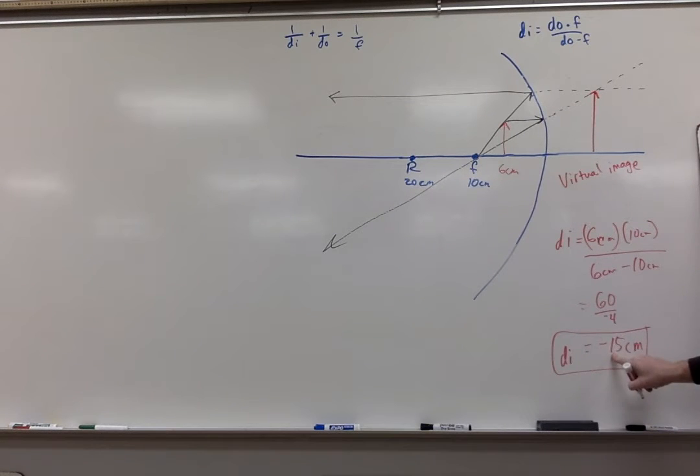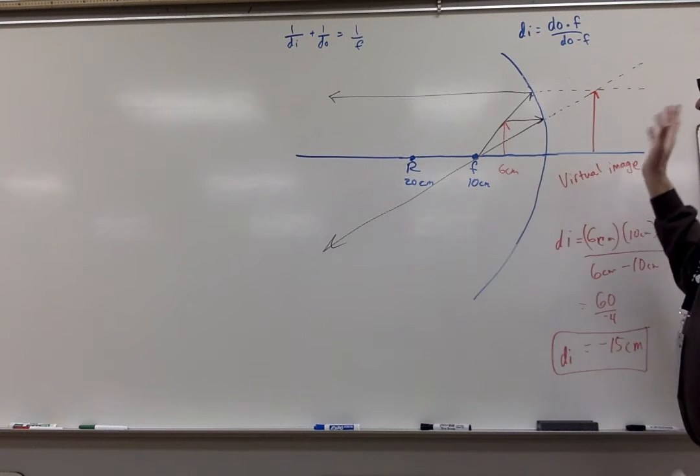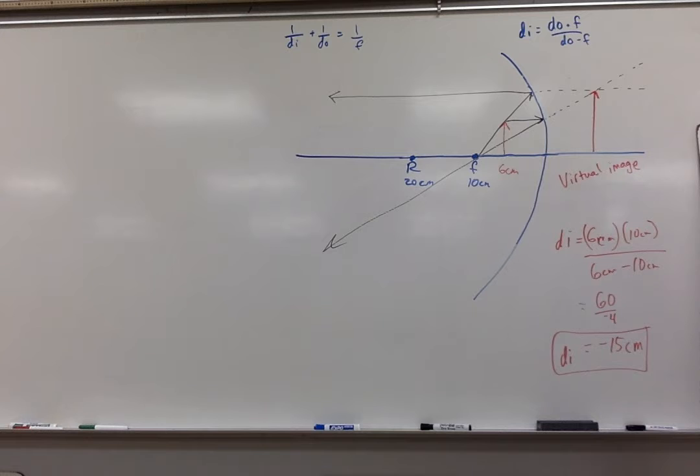Well, that's interesting. What does the negative mean? The negative is what tells us we have a virtual image. So whenever I get an image distance that's negative, it says I've got an upright image, it's a virtual image, and it's inside the mirror surface itself. In this case, it's going to be pretty big. And again, this should be further away than this is. The scale's not that great.